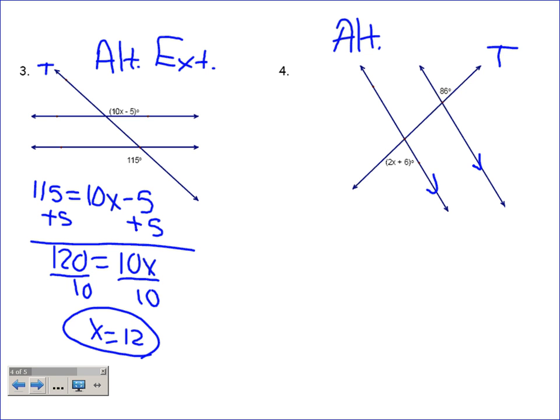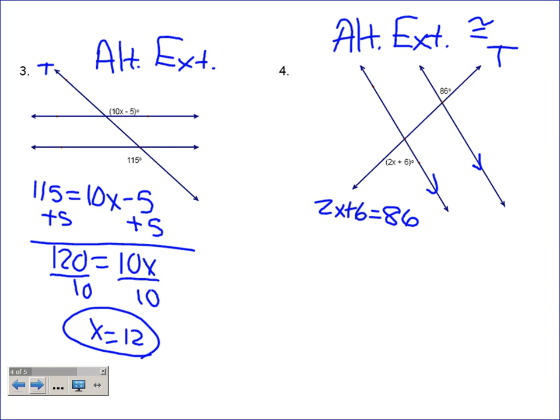Interior or exterior? Are they between the parallel lines or outside of them? Exterior. Now, did you know that or did he have to tell you? Okay. Alternate exterior. Alternate exterior angles, are they congruent or supplementary? They're congruent. The only ones that are supplementary are same side. Same side, you're going to be supplementary. Those are all the S's. So alternate exterior, those are going to be congruent. So, Connie, how do I set up this equation? 2x plus 6 equals 86.